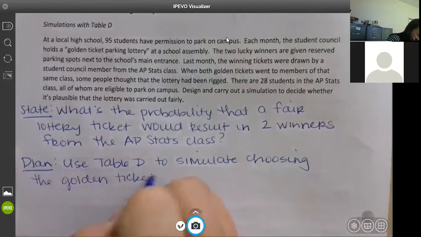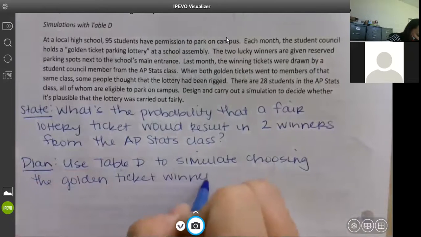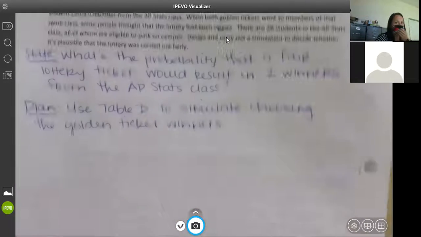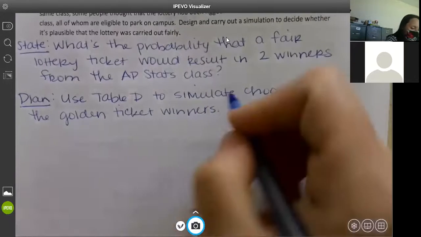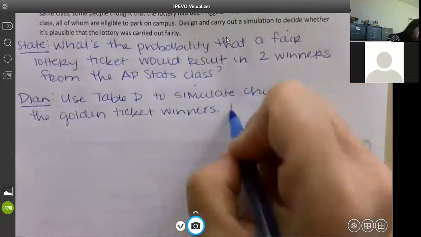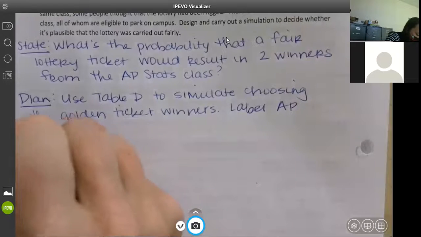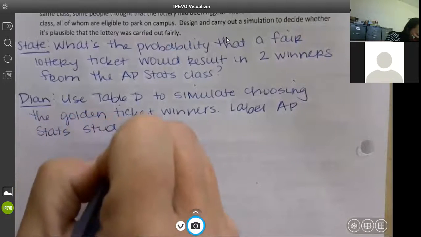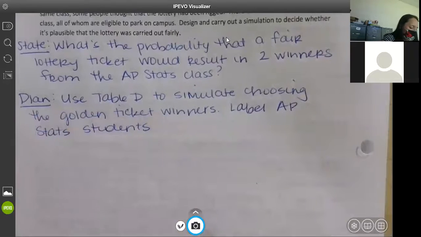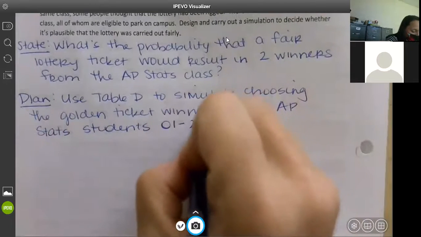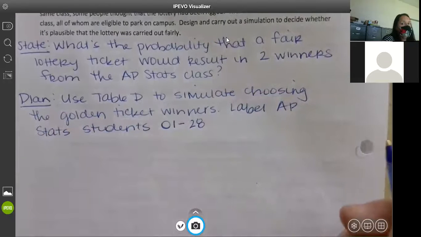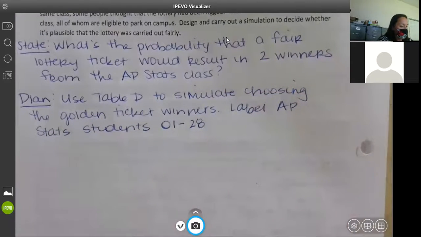Choosing the golden ticket winners. Mary Kate said, label them. How am I going to label them? How many? Yeah, 28, because we're talking about the calc students, the stat students. Okay. So we're going to label the AP Stat students 0 to 28, but what about the other ones?